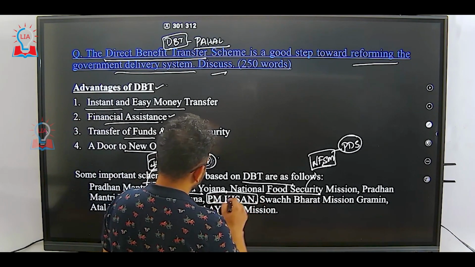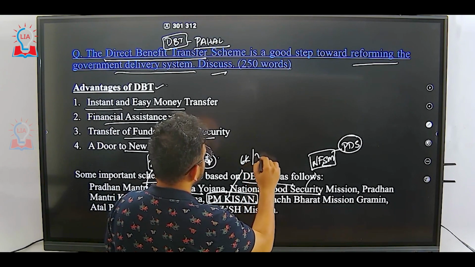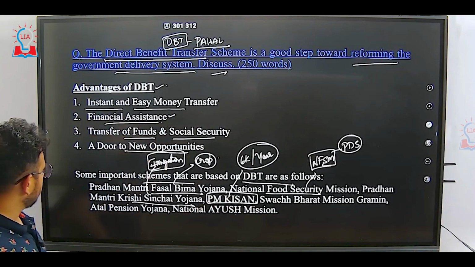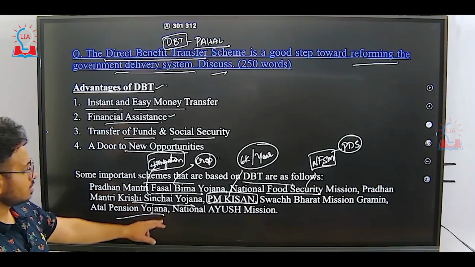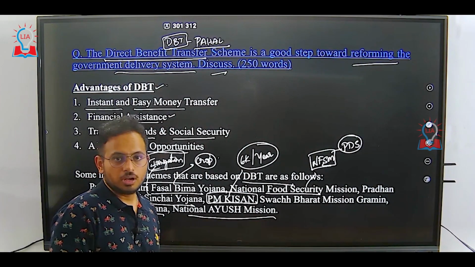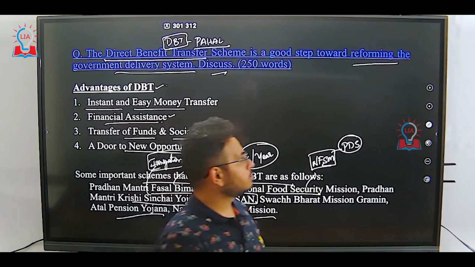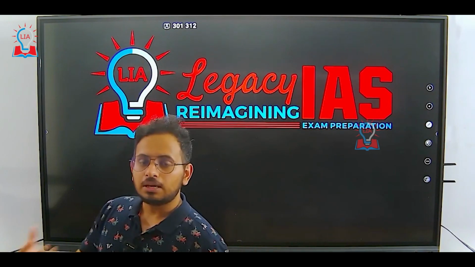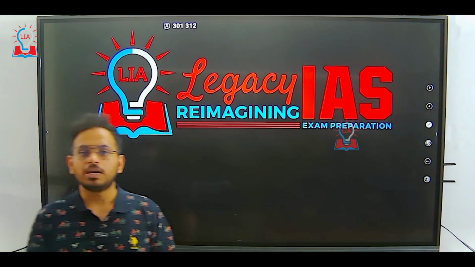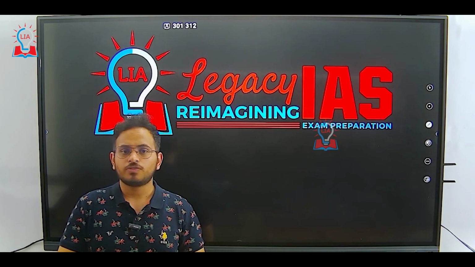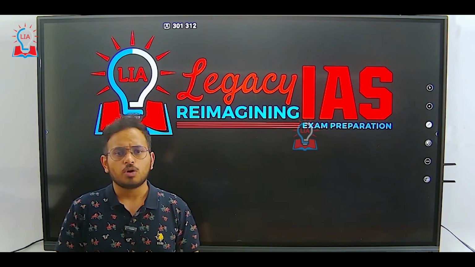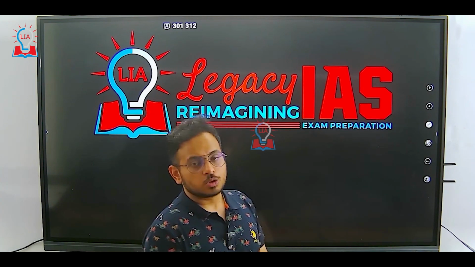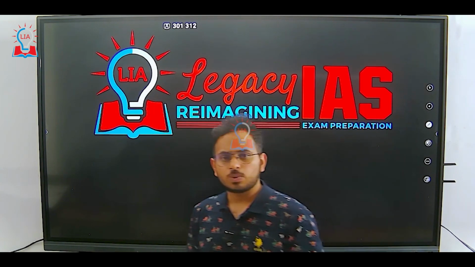PM Kisan for capital expenditure, 6,000 every year. Swachh Bharat Mission Grameen, Atal Pension Yojana for senior citizens, and the National Ayush Mission for the health sector. These are some of the schemes launched by the government taking DBT into consideration, because DBT eliminates 100% of mediators and there is no room for corruption. So this is how you will have to answer your mains question going forward.